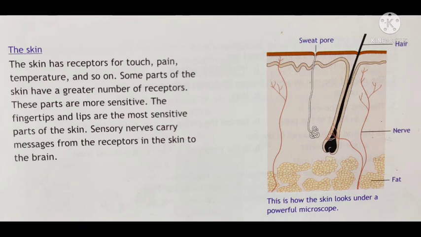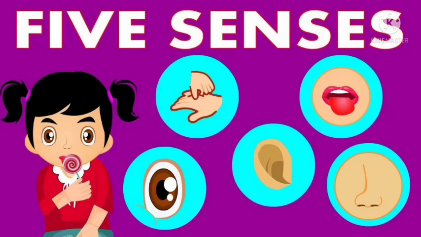The skin also has sensory nerves, and what is the function of a sensory nerve? It is to carry messages to the brain. So in this way, sensory nerves carry the message from the receptors in the skin to the brain. In this way we have completed the sense organ skin. So we have completed all five sense organs, that is eyes, nose, ear, tongue and skin. Thank you so much.